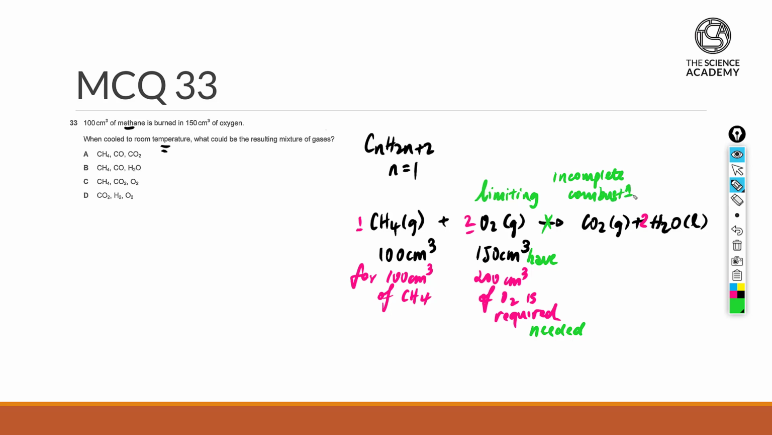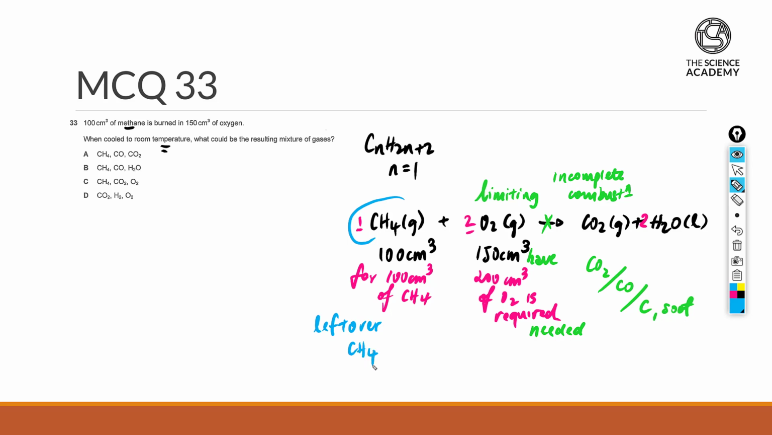So having said that, the products will include carbon dioxide and carbon monoxide, as well as carbon, which is seen as soot that contributes to the smokiness of the flame. In addition, there will be leftover methane because it will not be fully combusted.